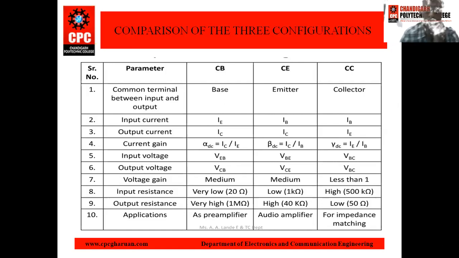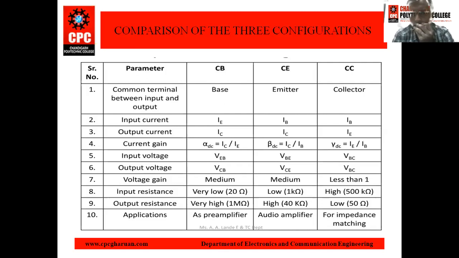Input voltage is VEB in the case of common base, VBE in the case of common emitter, and VBC in the case of common collector. The output voltage is VCB, VCE, and VBC. The voltage gain is medium in common base, medium in common emitter, and less than 1 in common collector.